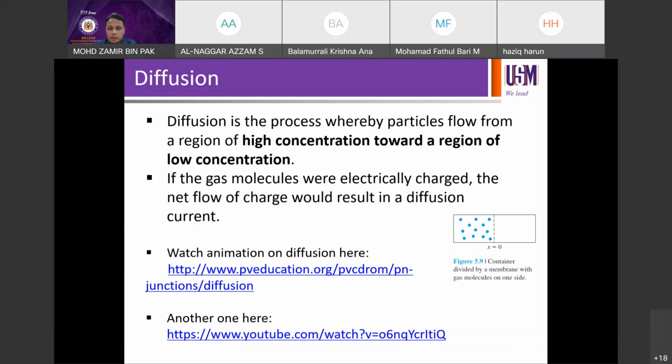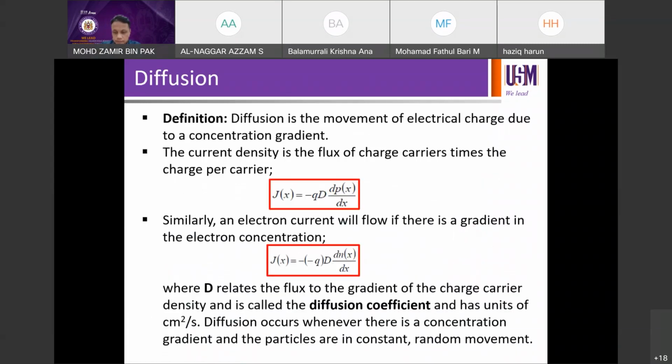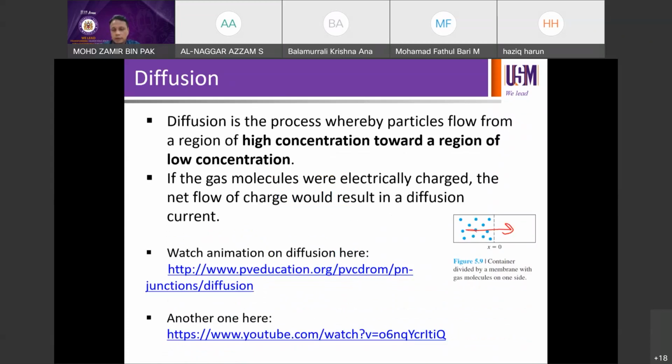So diffusion is the process whereby particles flow from a region of high concentration towards a region of low concentration. The one on the left is occupied, which is the high concentration region, and the one on the right is empty initially, which is the low concentration region, right? You may also have some diffusion if you have something like this. Perhaps you have two particles on the right and 20 particles on the left. You're still going to have a concentration gradient because you don't have the same number of particles on both sides.